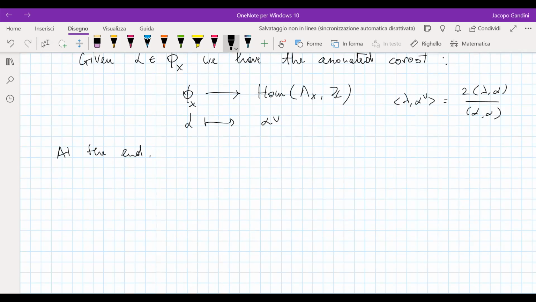So at the end, we have a root datum. Let's call it R_X, which is lambda_X. Actually, it is not a root datum, but a based root datum.